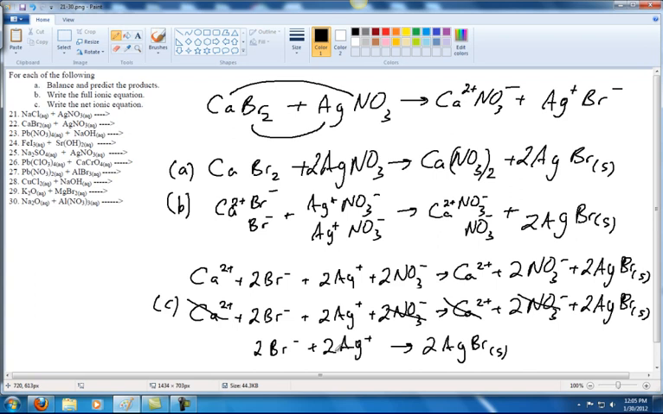Notice that this could be 2Ag+ plus 2Br-, or 2Br- plus 2Ag+. It really doesn't matter. So that's how we're going to end up getting the answer for number 22.